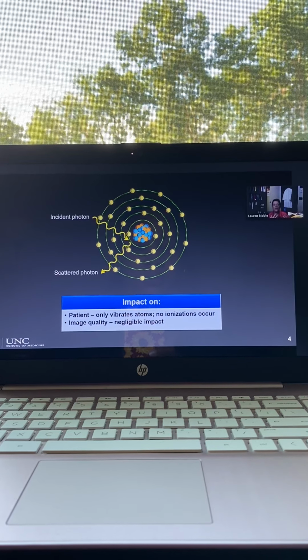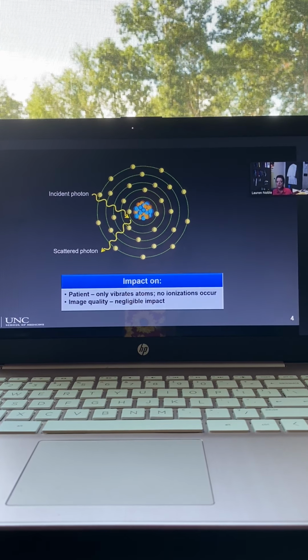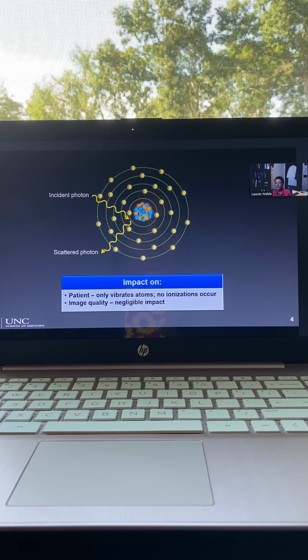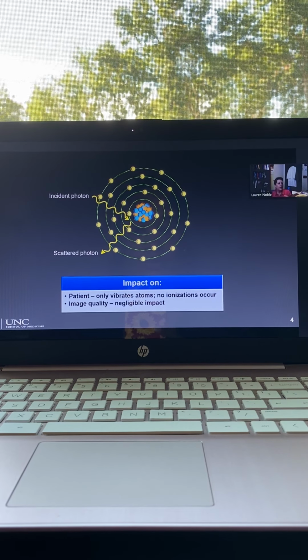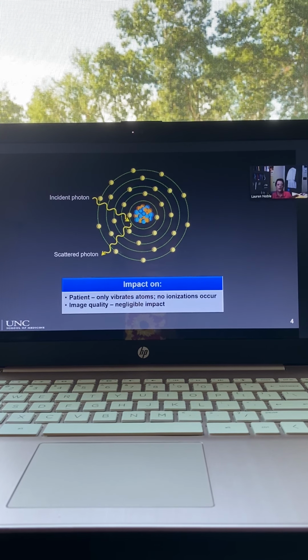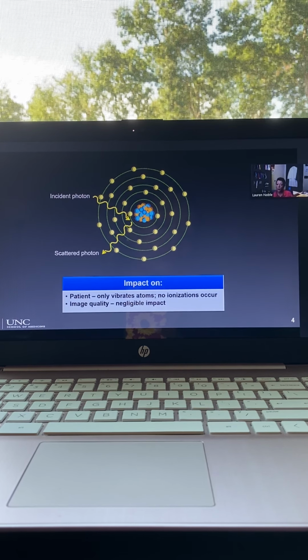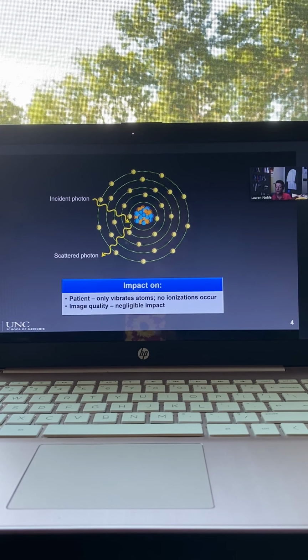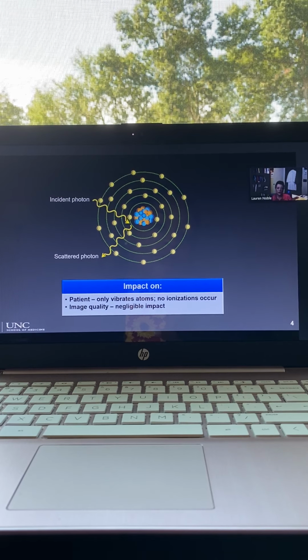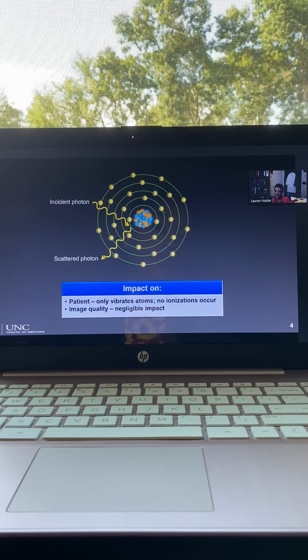So the coherent interaction is a type of wave-like interaction. The atom will have some heat generated in it, and when the scattered photon is released, there is no change whatsoever in the frequency or the wavelength. So we know an ionization has not occurred. This is where the photon acts like a wave. Does that make sense?